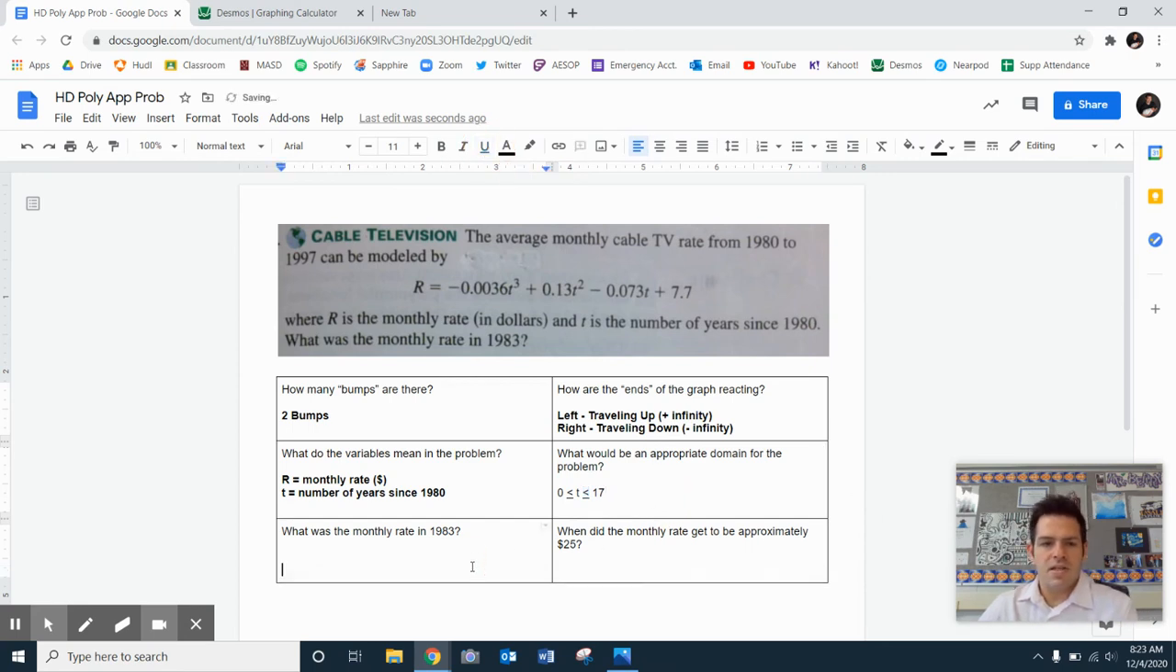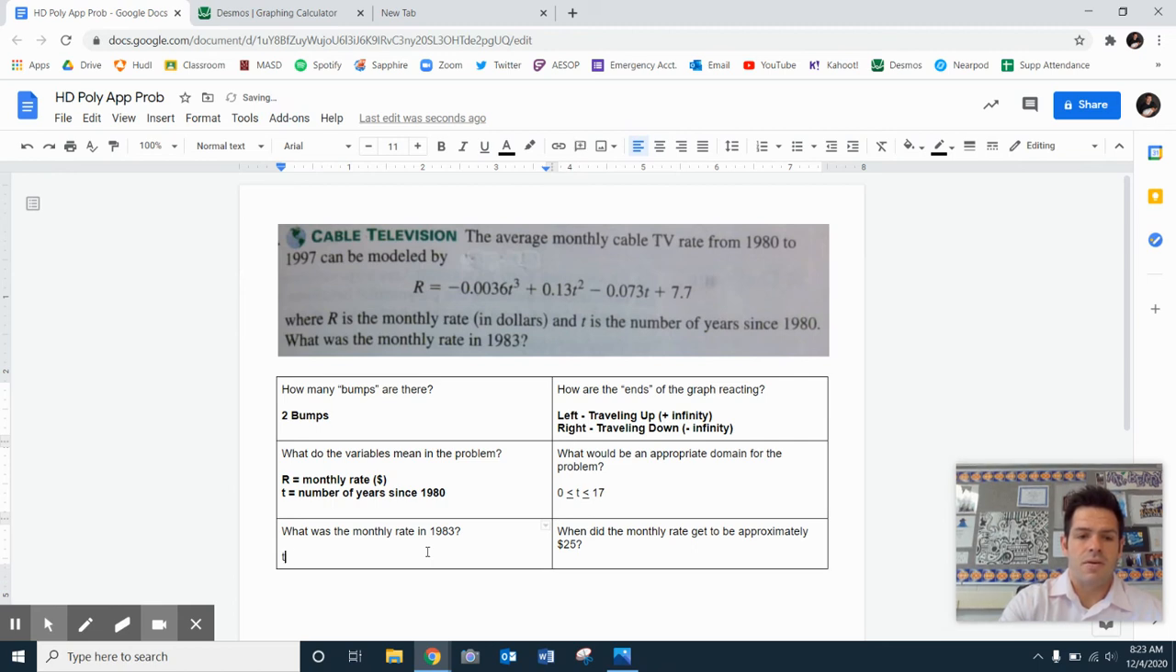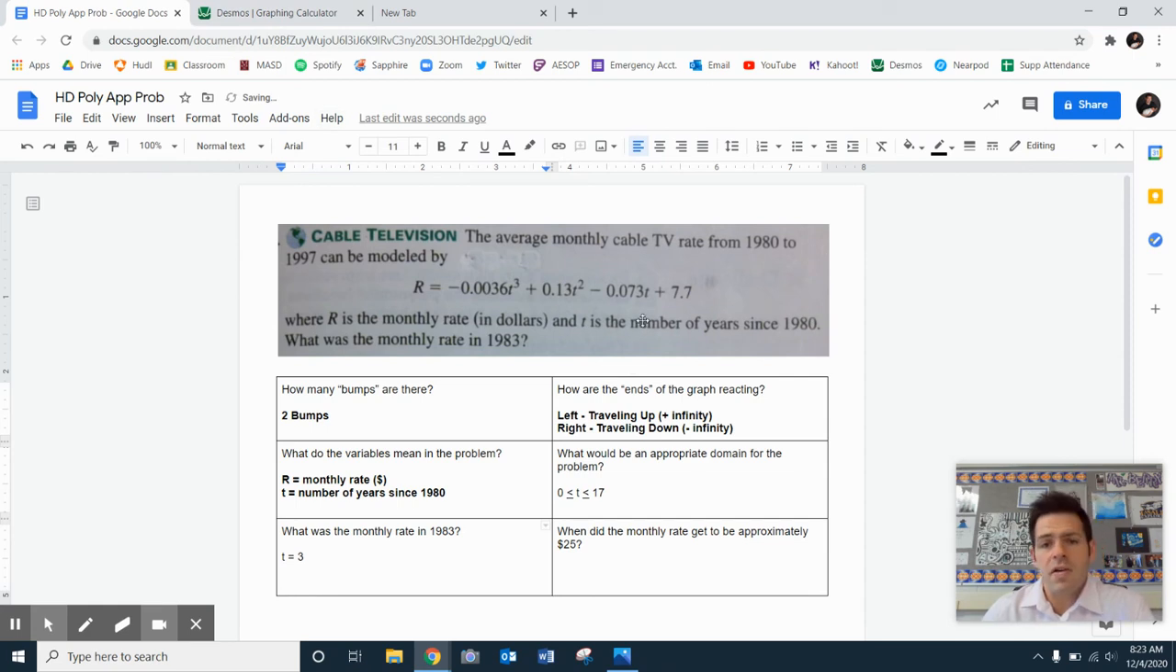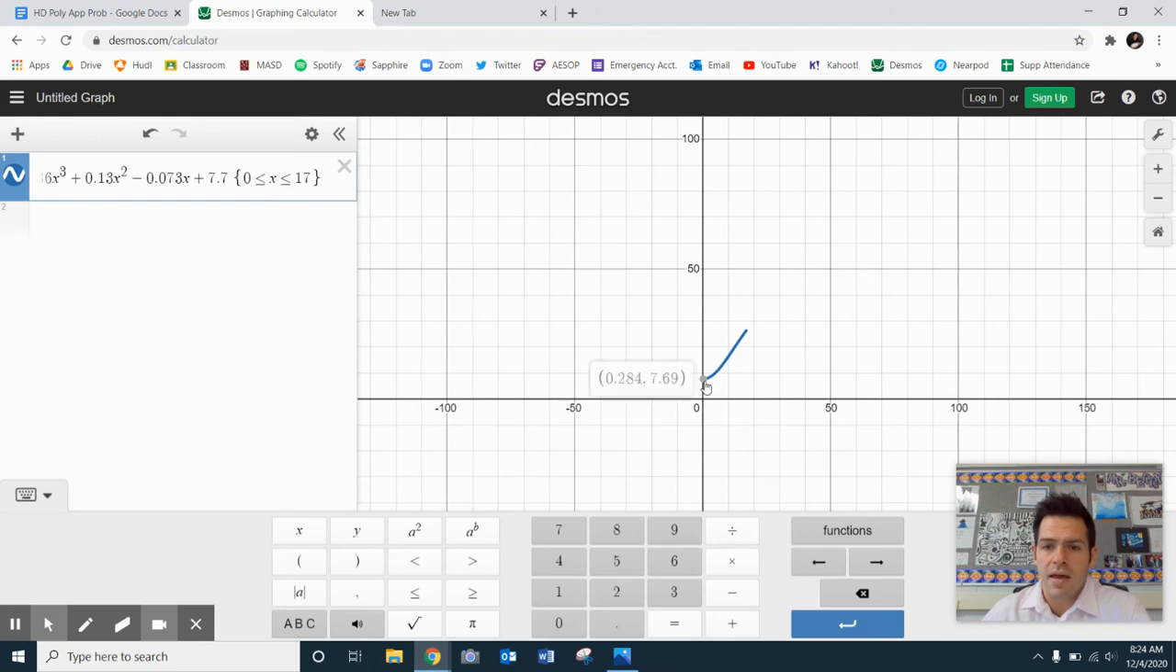Then I come into these questions here. The monthly rate in 1983. 1983 would be t is equal to, stop doing that, Google. There we go. Year 3, right? So what I need to do here is I could plug the number 3 into this polynomial over here, but there's a lot of decimals. There's some negatives. There's a lot of exponents. If I can just look at the graph and go to where my time is 3, I can just figure that out myself. So let me do that.